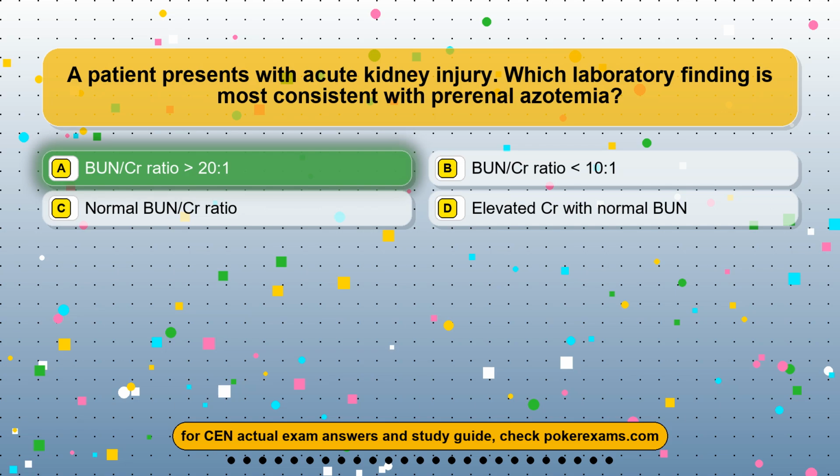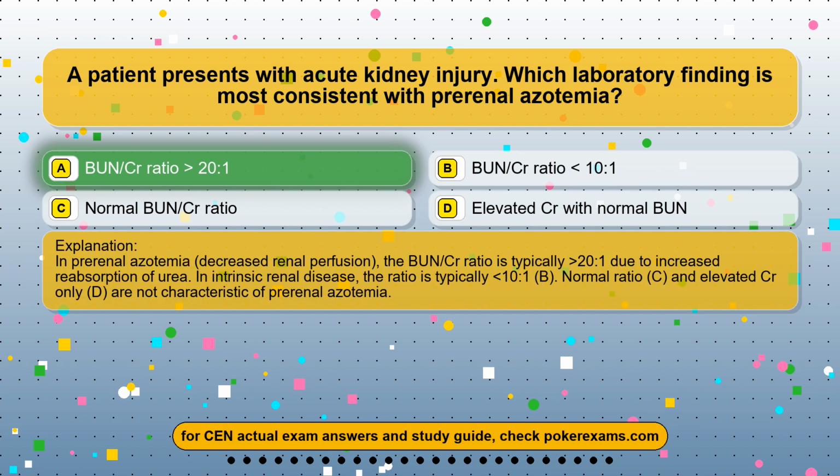The correct answer is option A, BUN/CR ratio 20:1. In prerenal azotemia, decreased renal perfusion, the BUN/CR ratio is typically 20:1 due to increased reabsorption of urea. In intrinsic renal disease, the ratio is typically 10:1, B. Normal ratio, C, and elevated CR only, D, are not characteristic of prerenal azotemia.